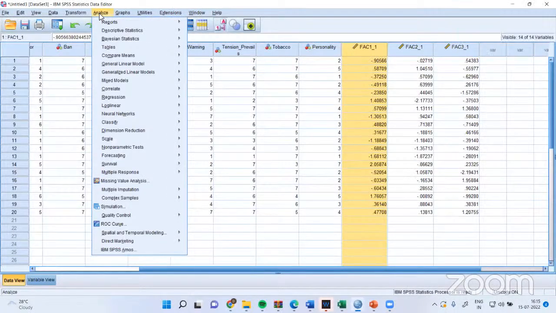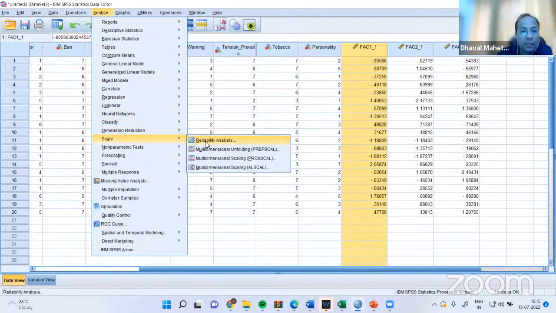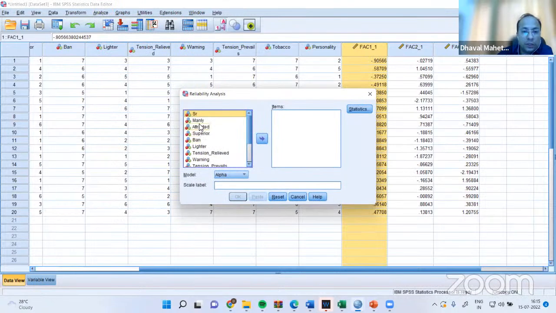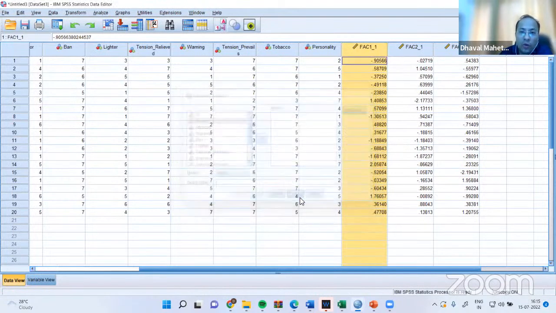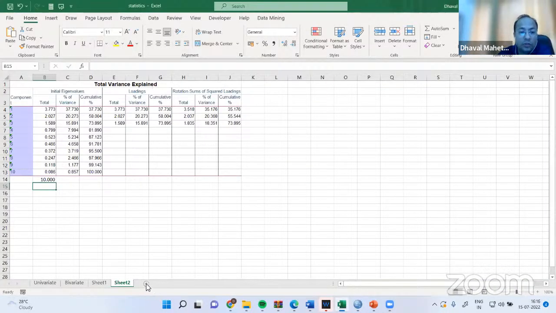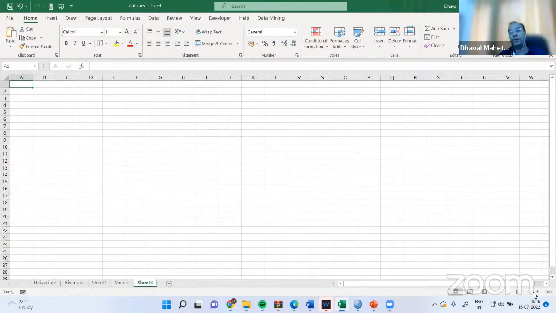For this, you have to go to Analyze, Scale, Reliability Analysis. Now, what is the whole concept? We have to understand when my scale will not be reliable. First we will understand this thing in a wrong way, that is, when my scale is not reliable. Okay, please pay attention.